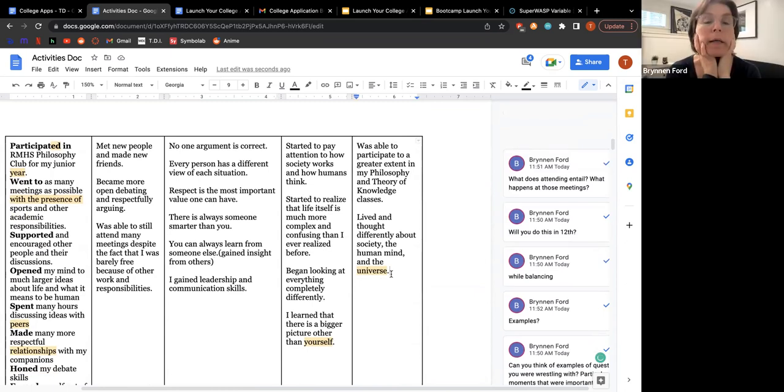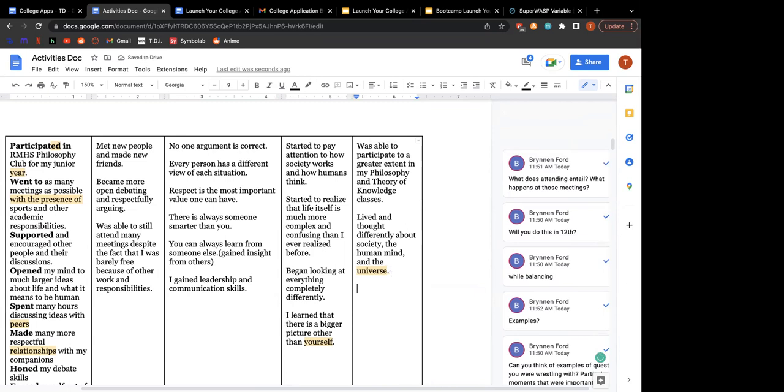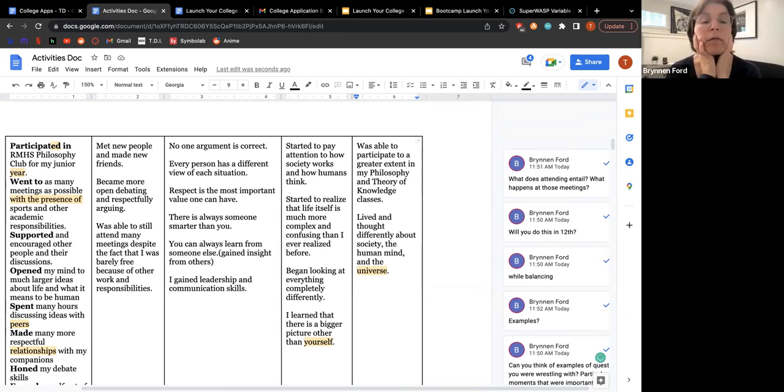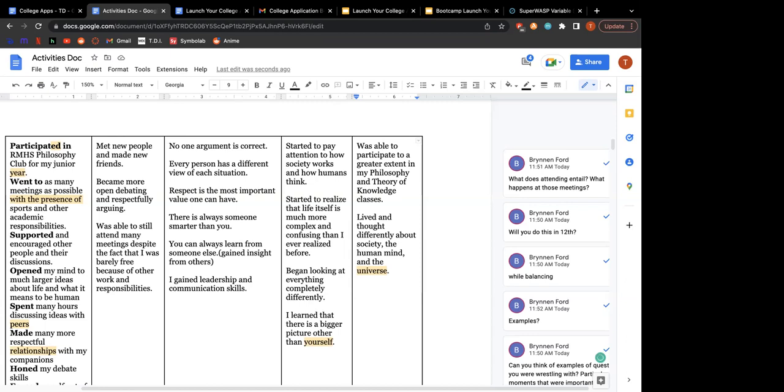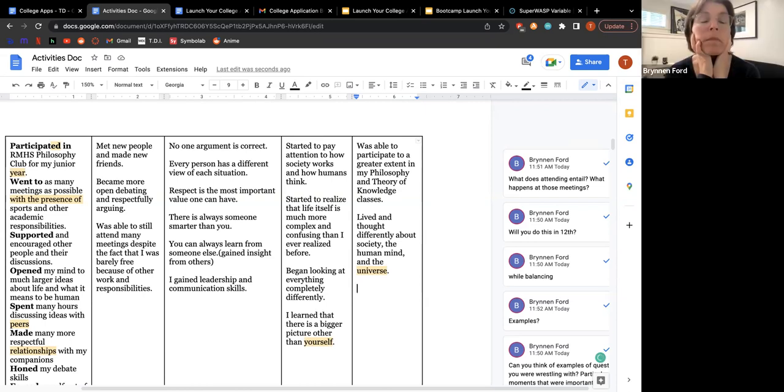What do you think? There were conversations about the meaning of life. And when you said you lived and thought differently about society, how did you think differently? What was different for you? I think I wrote that because of the free will problem we were talking about. We talked about how there is no answer really, but some people think we do have free will, some think we don't, and everything is decided without our control. That made me question whether we choose what we do in society, or is it already chosen for us? Stuff like that.